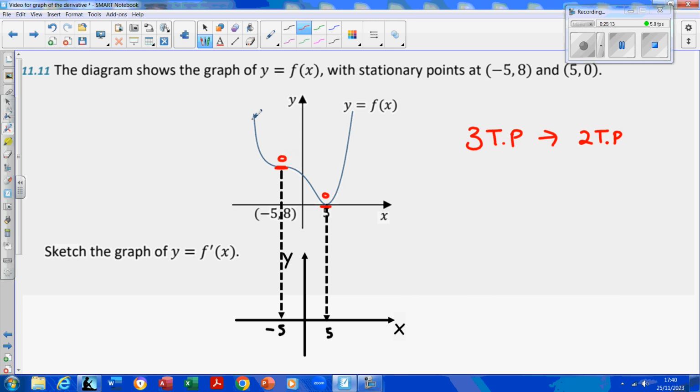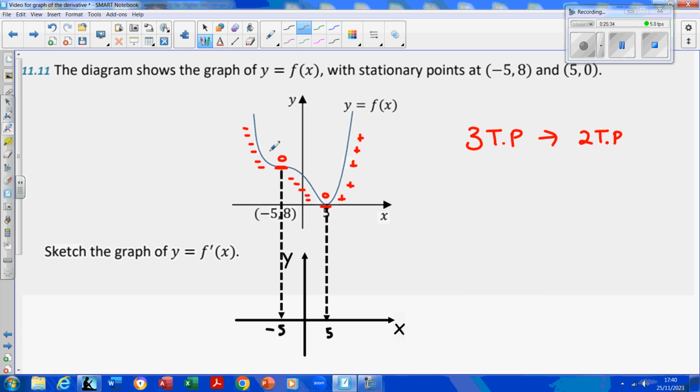That's falling down, so that's negative. It's sloping downhill. Then it gets to 0, but then it continues to be negative, it's continuing to slope down the way. And then it gets to the turning point, which is 0, and then it starts to slope uphill. So we know we've got 3 turning points effectively, and we're going to 2.